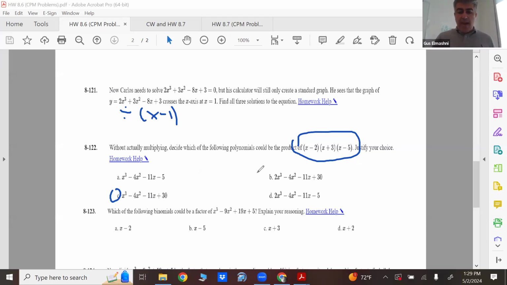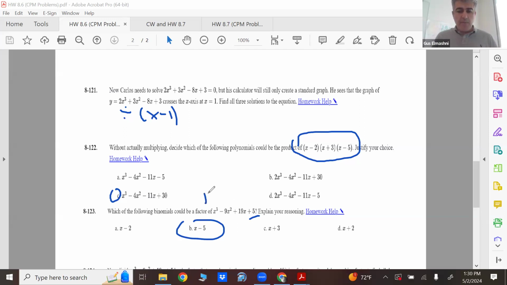Next up, which following could be a factor of this? Well, because you have a 5 here, you probably need a 5 at the end. So I'm probably going to go B on that one. Because how am I going to get all the other ones? It won't make any sense. And actually, if you graph it, you want to cross the x-axis at 5.